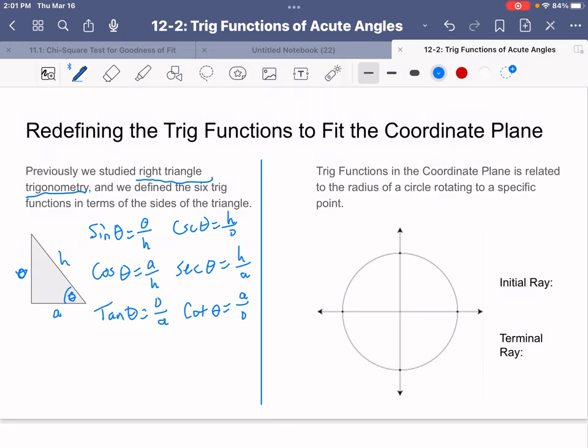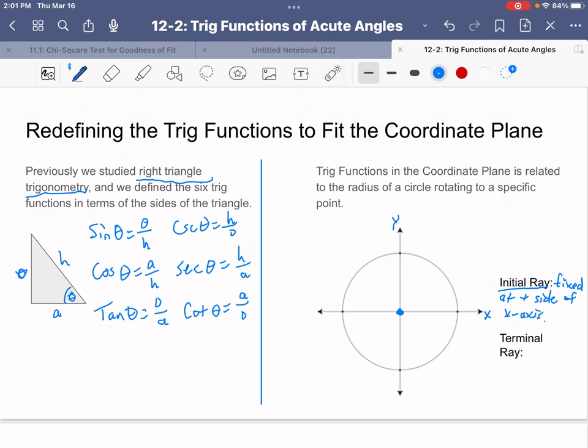So I want you to think of a circle overlapping the x, y coordinate system such that the center of the circle is at the origin of the coordinate plane. That is always the case when we're doing circular trigonometry. Now, in order to make an angle in a circle, you also have to have 2 rays. One ray is called the initial ray. The initial ray is fixed, it does not move, at the positive side of the x-axis.